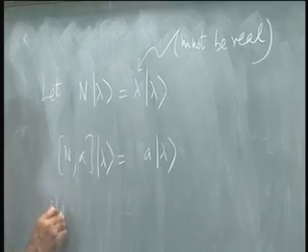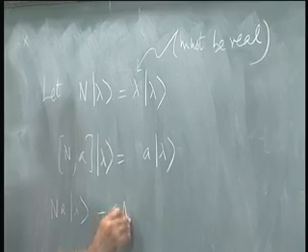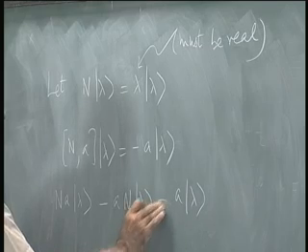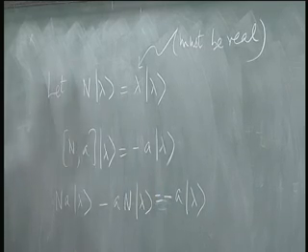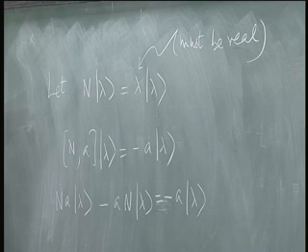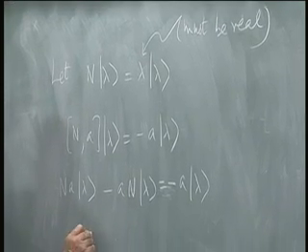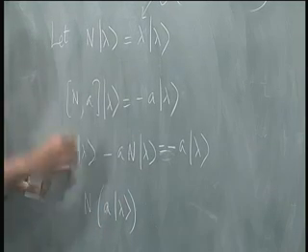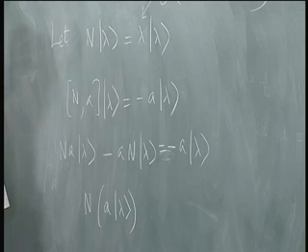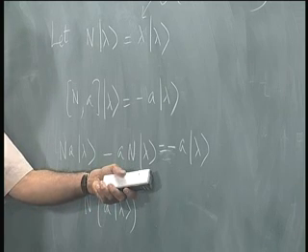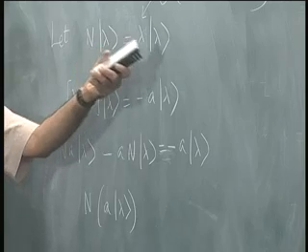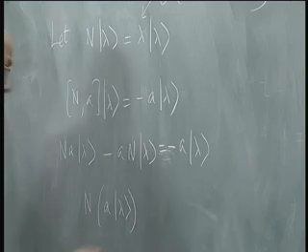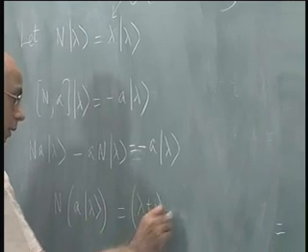This implies n A lambda minus A n lambda equal to minus A lambda. So it says n acting on A acting on lambda. This is already a ket vector, some ket vector, and n acts on it. What is n on lambda? By definition that is lambda on lambda, right? It is a number. So I move it to the right hand side and I get lambda plus 1 A on lambda.